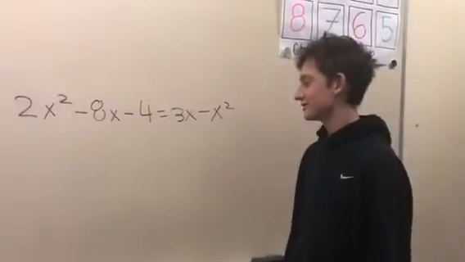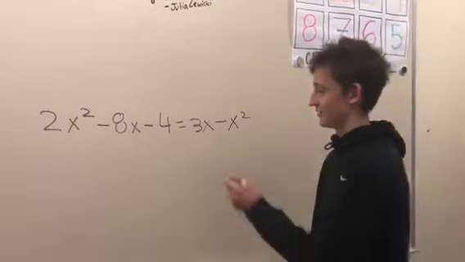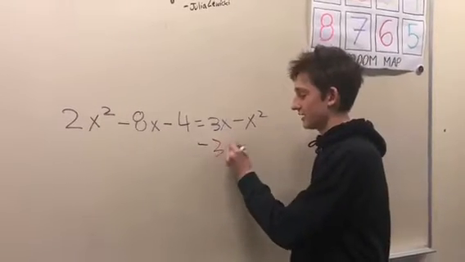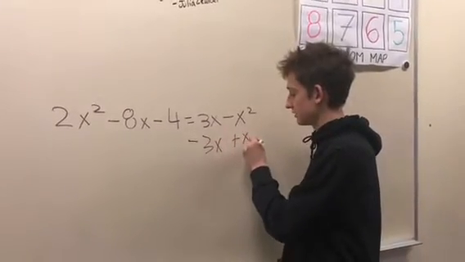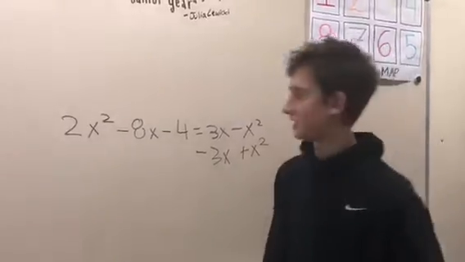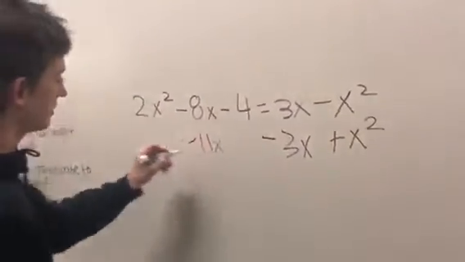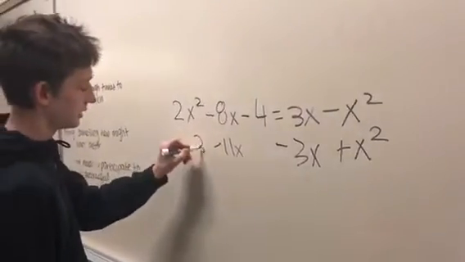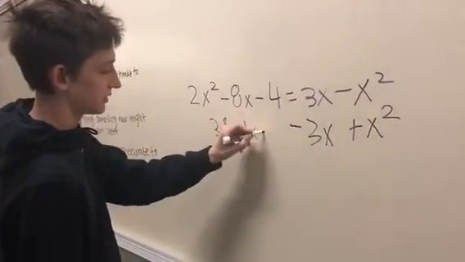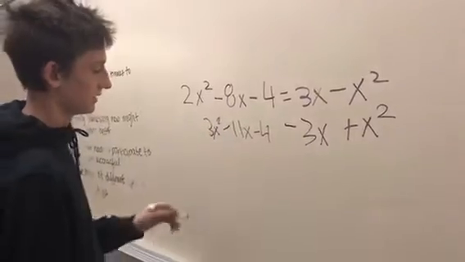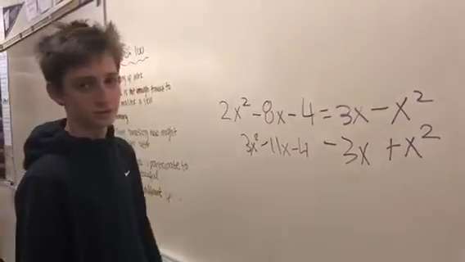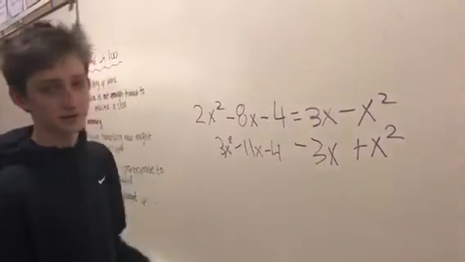Now that we have the quadratic formula, we can begin to solve. So you subtract the 3x and add the x squared to get all the variables on one side. So this would become negative 11x, and this would become 3x squared. This would stay as negative 4. And then with this, we can plug it into the quadratic formula as the a, b, and c value.